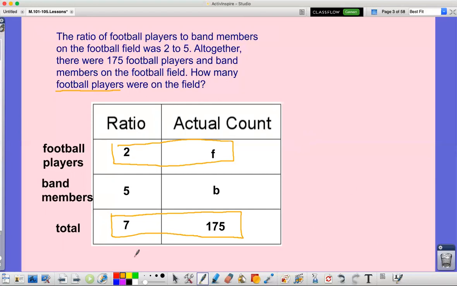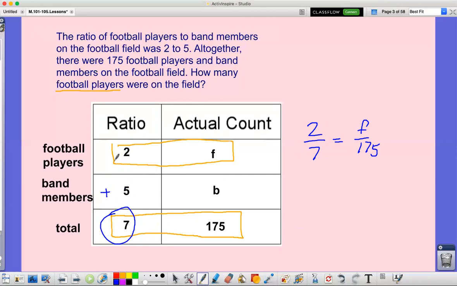So I'm going to have this ratio in the end over here. I'm going to have this 2 is to 7 as F is to 175. Because it's just like this. 2 is to 7 as F is to 175. How do we know this was 7? Well, 2 plus 5 equals 7.